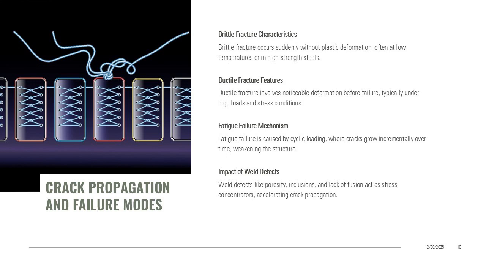Brittle fracture happens suddenly without significant plastic deformation, often at low temperatures or in high-strength steels. Ductile fracture involves noticeable deformation before failure, typically under high loads. Fatigue failure results from cyclic loading, where cracks grow incrementally over time.